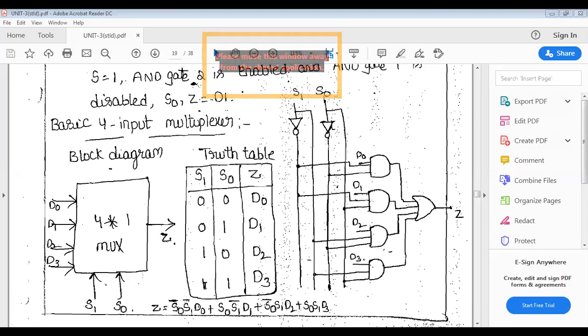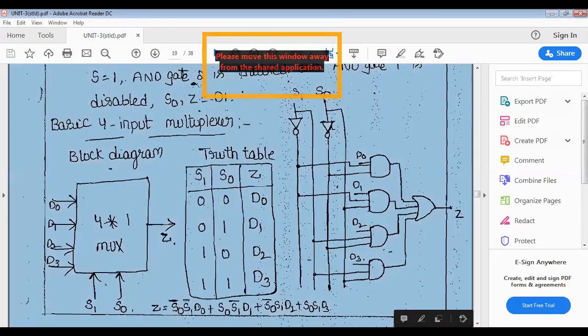Now the last one is 1, 1. 1, 1 is the binary of decimal 3. So when I am selecting S0 and S1 both as ones, whatever the data is in D3, that will appear at the output side. Another name for the multiplexer is a data selector.